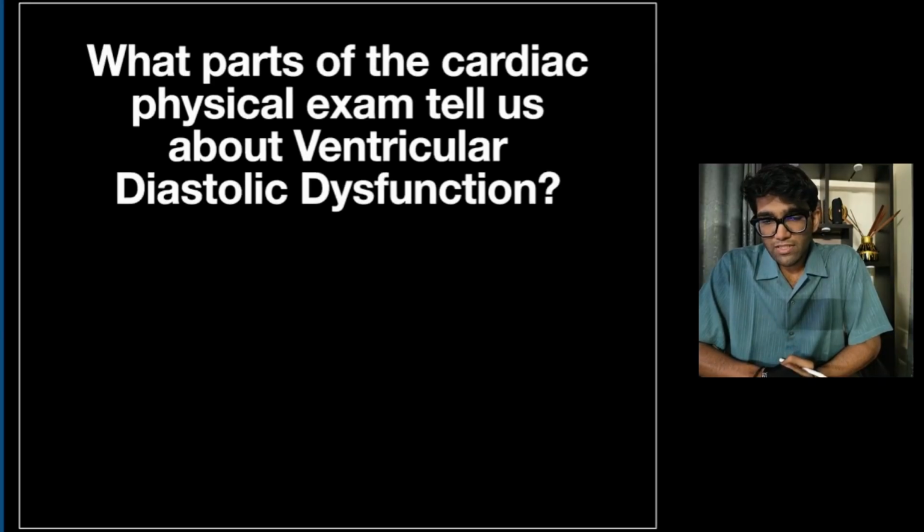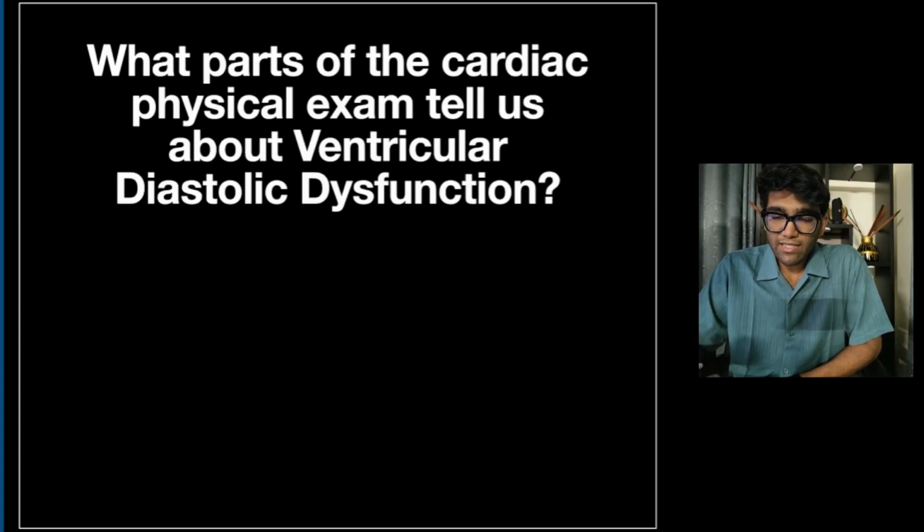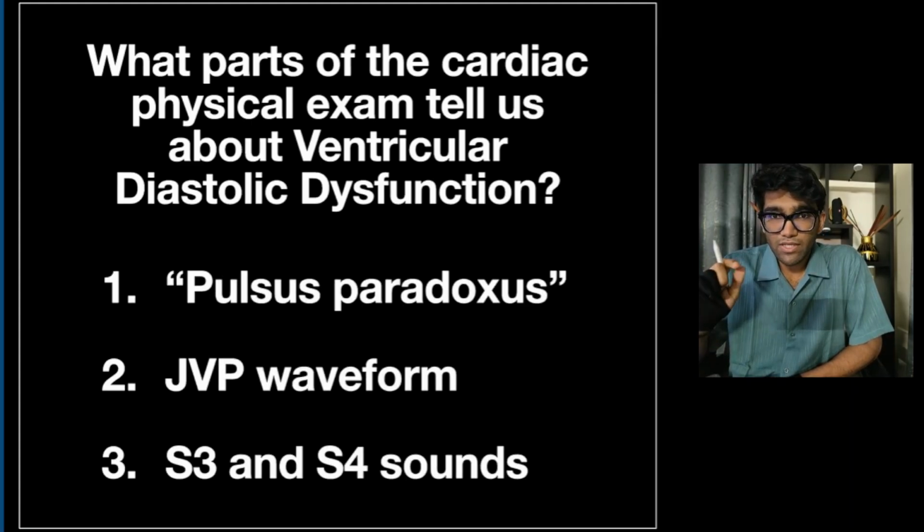So the first thing we'll see is, thinking back, what are the parts of the physical exam that give us valuable information about ventricular diastolic function? Obviously it is only these three. We can do a pulsus paradoxus, that is a BP finding, not a pulse finding, as we have previously discussed. Then we can look at the JVP waveform. Third, we can look for the S3 sound, which corresponds to early rapid filling, and the S4 sound, which corresponds to the atrial contraction.